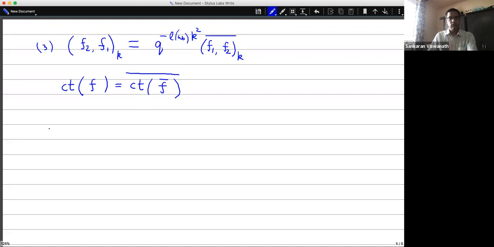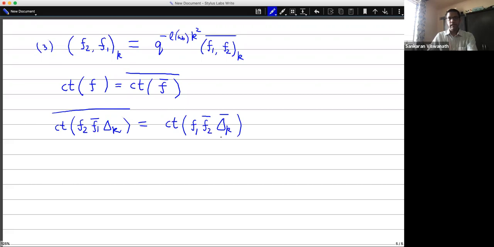If I take the constant term of f2, f1 bar, delta k, then I can just take bar on the whole thing. The bar of this is just the thing in the opposite order, with bars everywhere. So I can make this F1, put a bar on the F2, but I should also put a bar on the delta k. This is just a simple property of the constant term map. Now it really comes down to understanding what putting bar on delta k means.